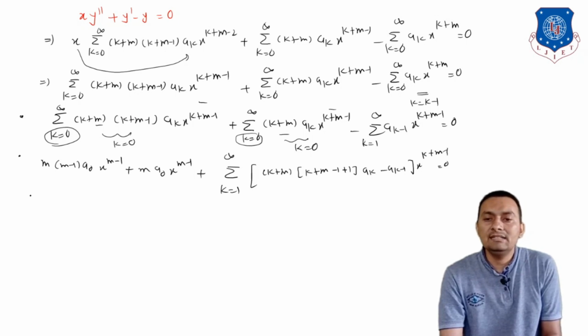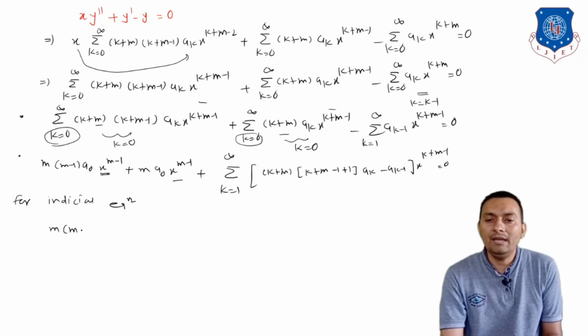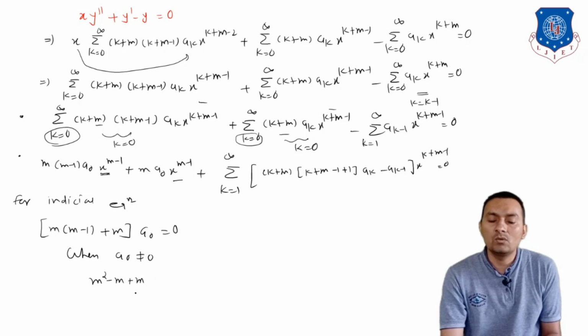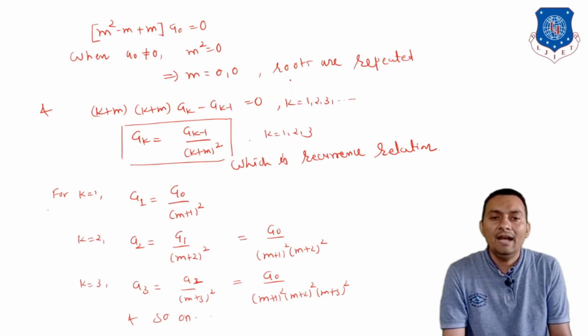So now you can see that for the indicial equation, we are taking the lowest power of x, that is x raised to m minus 1, equal to 0. So x into m into m minus 1 plus m a0 equal to 0. But when I take a0 as non-zero, I will have m square minus m plus m equal to 0. After simplifying, I will get m square equal to 0. So we have the indicial roots m equal to 0 and 0. So this is real and repeated.